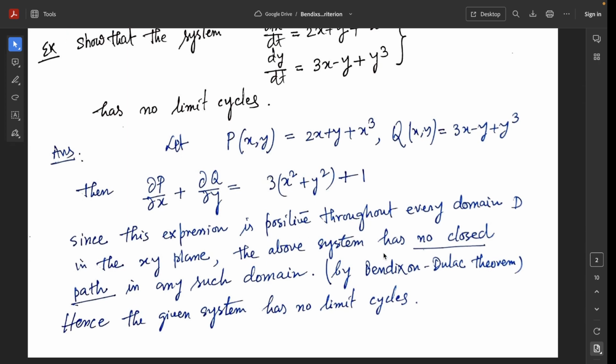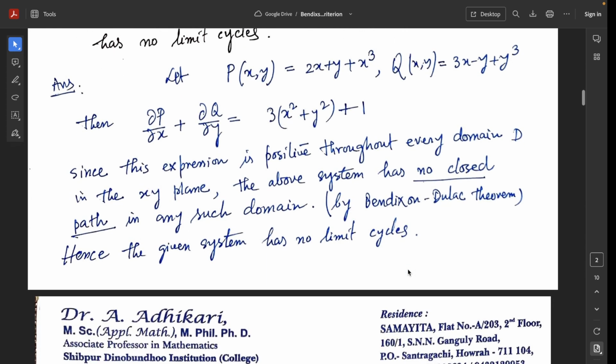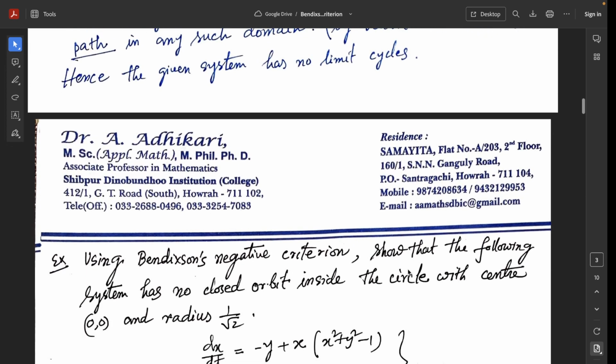The above system has no closed path in any such domain by Bendixson's negative criterion. Hence, the given system has no limit cycle, obviously no closed path, and obviously no limit cycles.